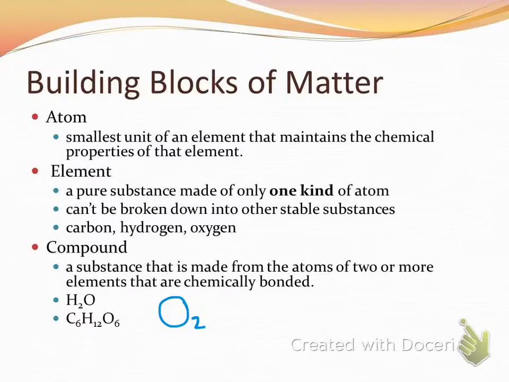Does that make sense? Okay, if we can break it down into a single element, then it's a compound. So we could break apart those two oxygen atoms into single oxygen atoms, and so that makes it a compound. Okay, so as long as it's two atoms bonded together, a substance made of atoms, it doesn't have to necessarily be two or more elements. Just as long as it's two atoms that have bonded together, we consider that a compound. All right?